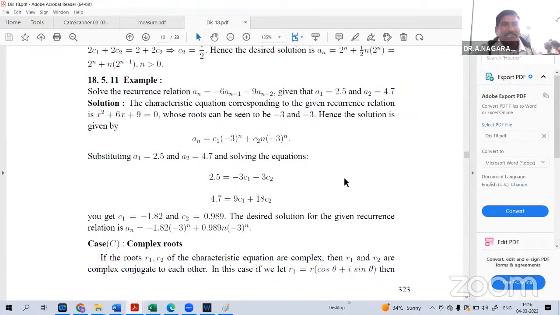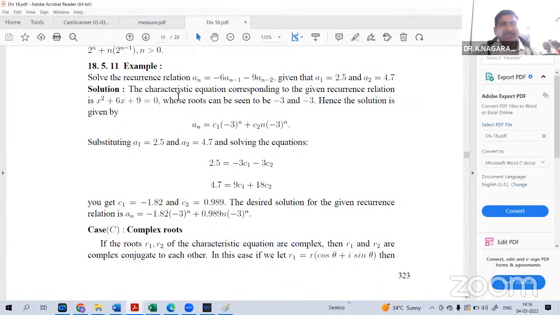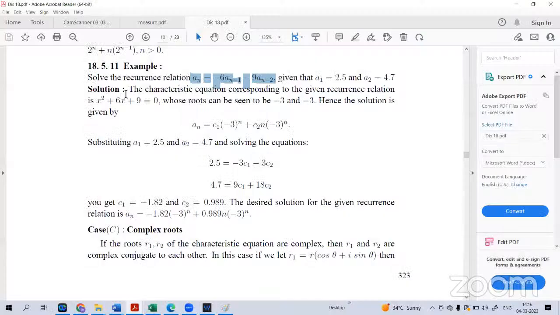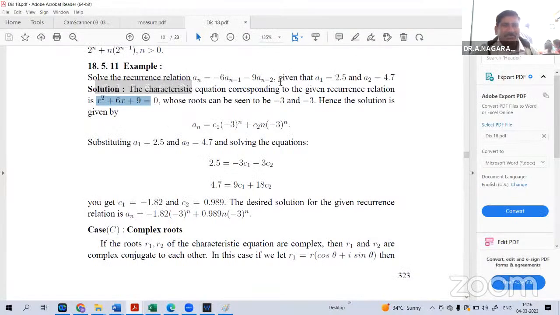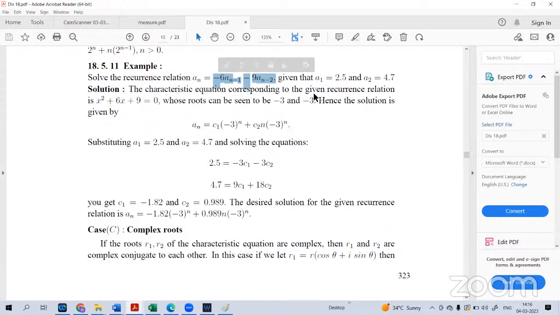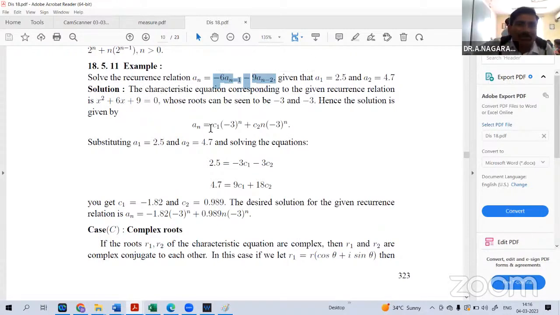Yes, sir. Now I will go for 18.5.11. Here also the roots are equal: a0 equals 2.5 and a1 equals 4.7. Now solving this, it is x square plus 6x plus 9 equal to 0. Because on the left side minus will be there, going right minus will be there, going left side it is a plus. So x square plus 6x plus 9 equal to 0.